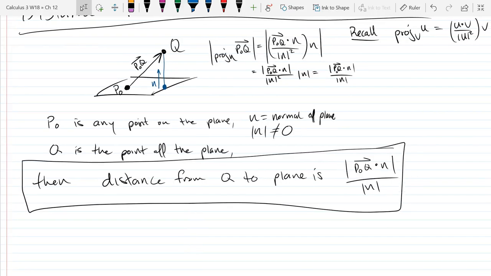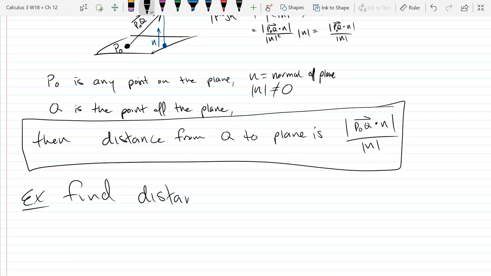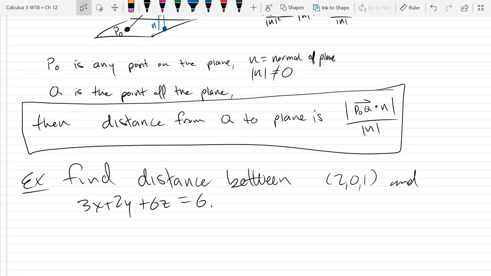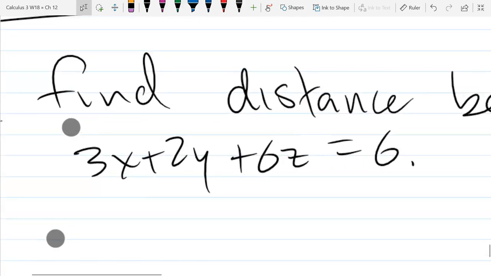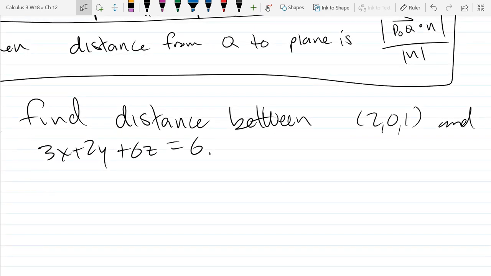Let's do one example with this distance. So do we have a point and a plane, or a point and a line? It's pretty obvious we have a point. What's the other object? Plane. It's a plane. So you need to be able to tell planes and lines apart, or you're going to have serious trouble. So this is a plane right here. I want you to find the distance between the point and the plane.